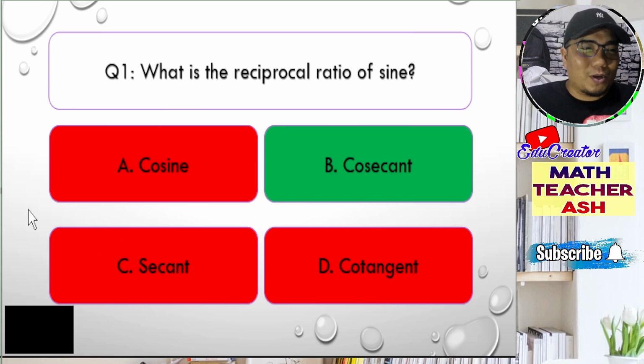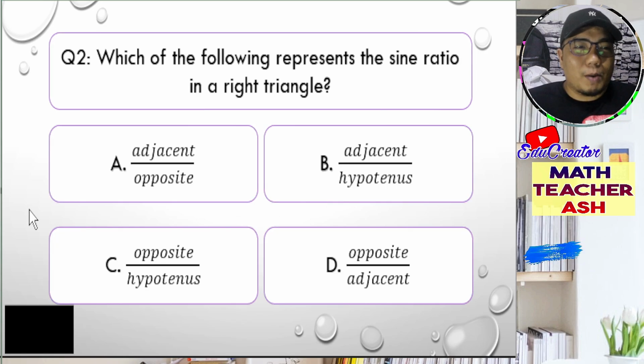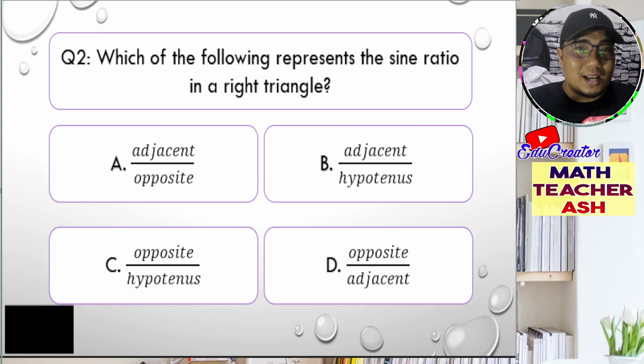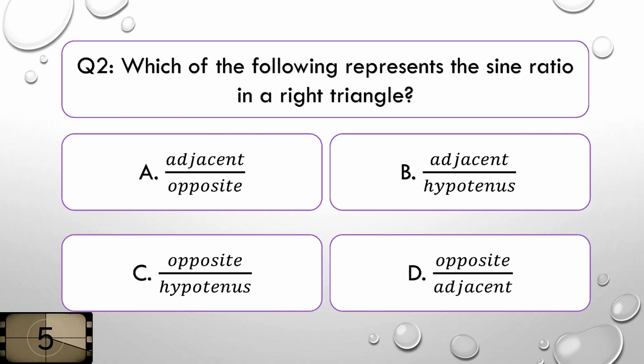Now let's go to question number 2. Which of the following represent the sine ratio in a right triangle? Is it A, adjacent over opposite, B, adjacent over hypotenuse, C, opposite over hypotenuse, or D, opposite over adjacent? I'll give you 5 seconds to think about your answer.